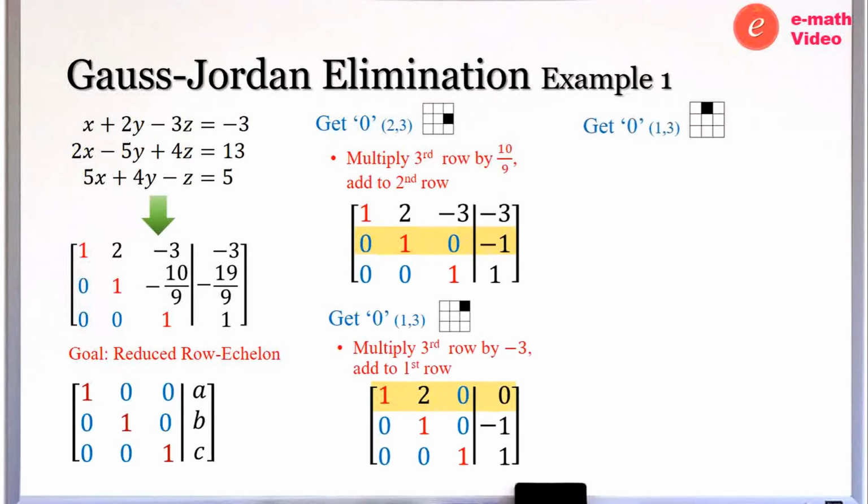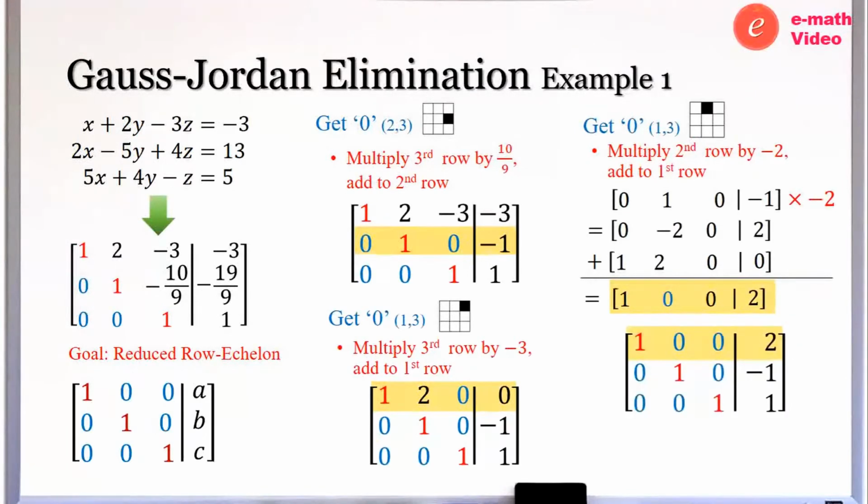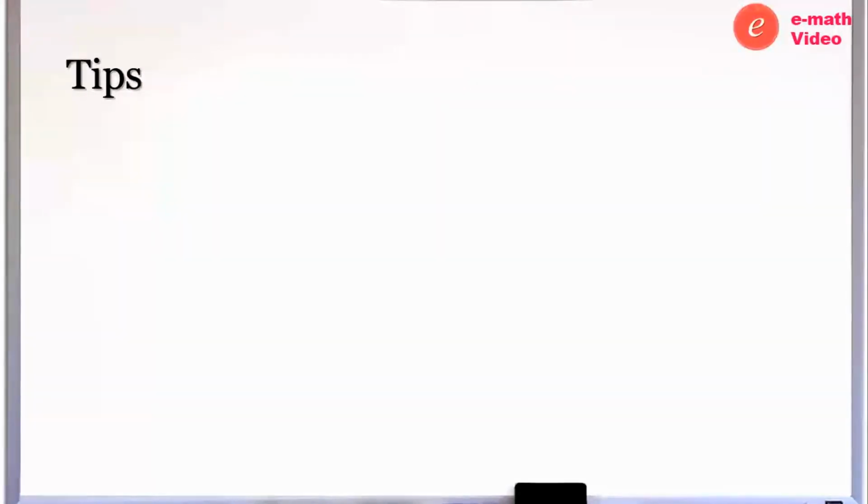To get the 0 here, multiply the second row by negative 2. Add it to the first row. Write this into the matrix. And we are done. I have some tips for you.